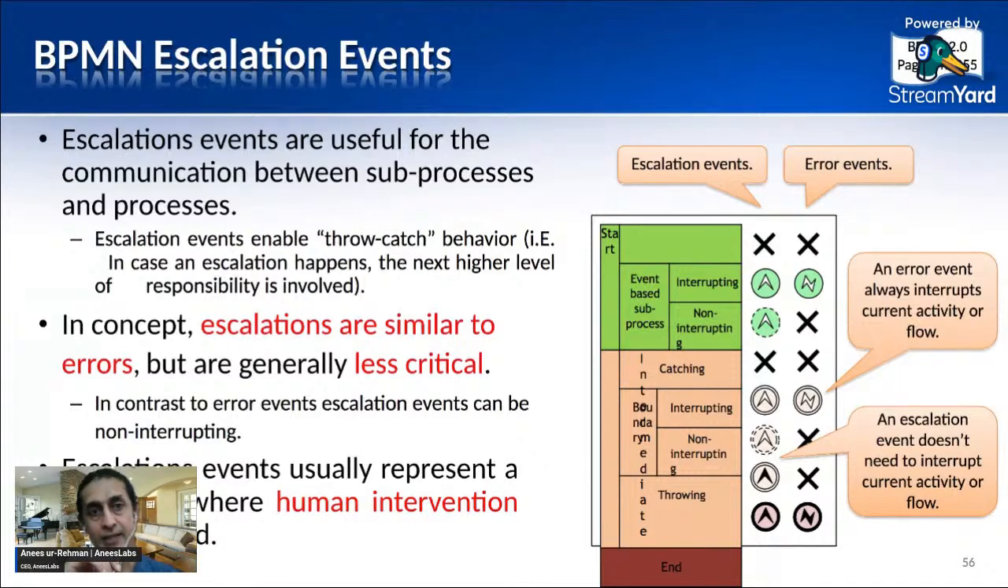BPM and escalation events. Escalation events are useful for the communication between sub-processes and processes. It's very interesting, like throw and catch. If you are creating an error event, there must be an escalation event. With an escalation event, you are throwing, somebody is catching, and you are performing something. Escalation events usually represent a situation where human intervention is required. As I told you, in the case where you are assigning a task to a pool, and the role has 4 people, and the 4 people are not available, something needs to be done.